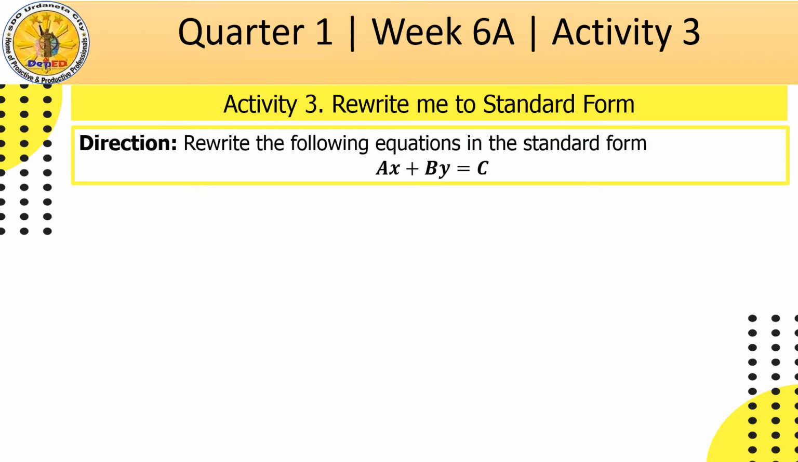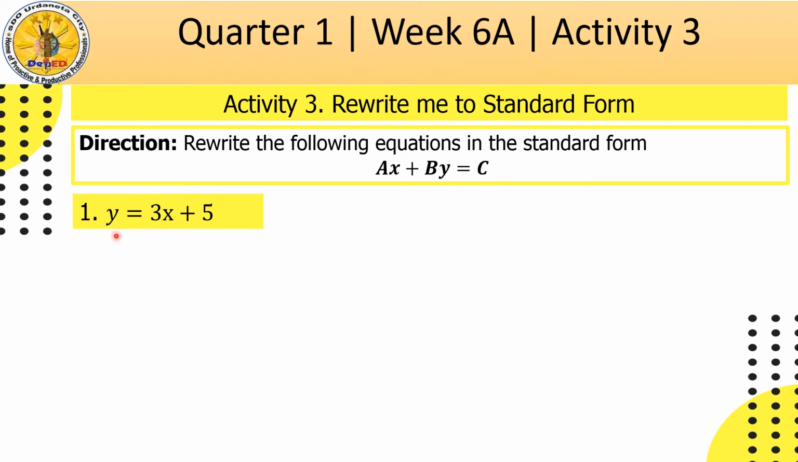Next, for activity 3, we have "Rewrite Me to Slope-Intercept Form." The direction is to rewrite the following equations in the standard form, ax plus by is equal to c. So this is the opposite of what we did in activity 2.